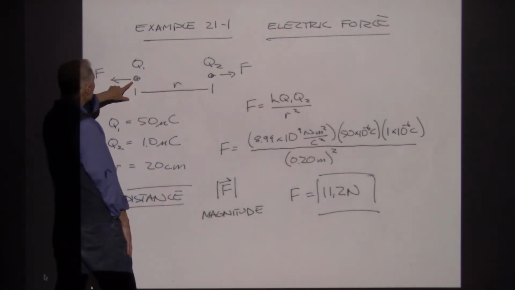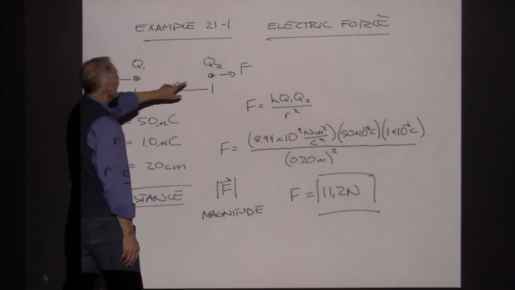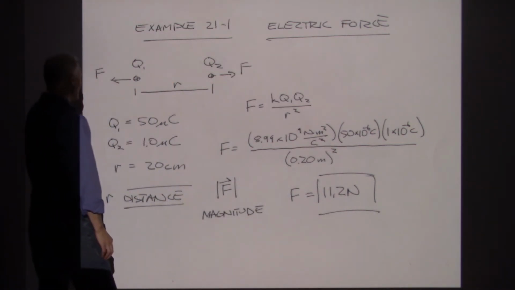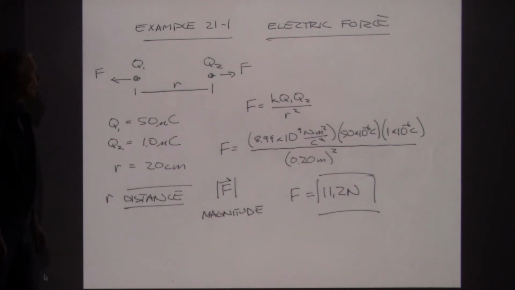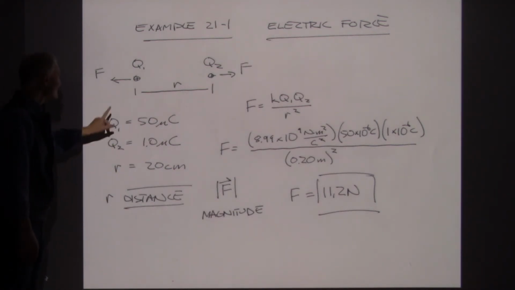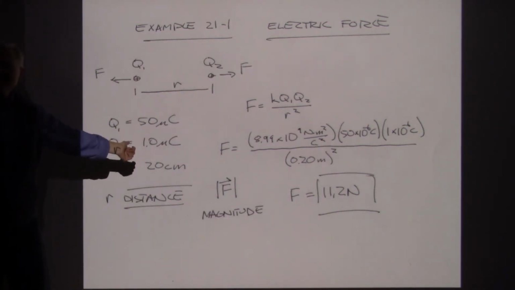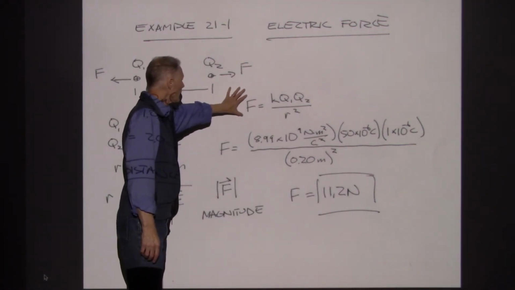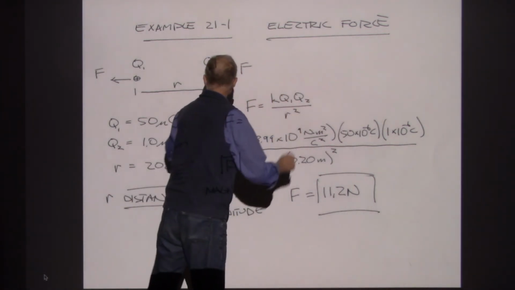So in my diagrams, here's object 1, here's object 2. I'll label object 1 with charge Q1, and I'll label object 2 with charge Q2. The charge on object 1 is 50 microcoulombs. The charge on object 2 is 1 microcoulomb. And the center to center distance is 20 centimeters. Now I know the 20 centimeters has got to get converted into meters, right? And so here is the formula. F is equal to force constant times the charge 1 times charge 2 divided by the center to center distance squared.